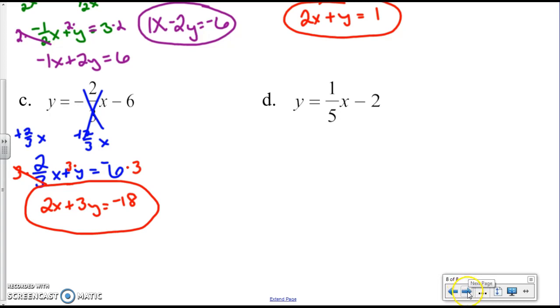Try this next one, have it checked, and then once you're done with all of these, I will give you your homework.